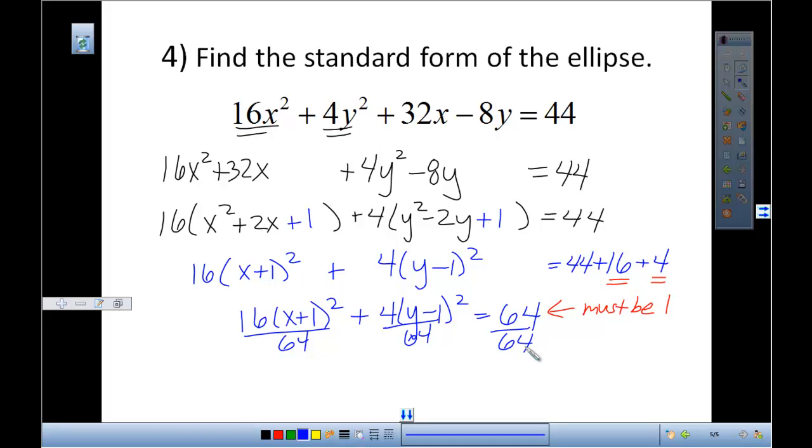And we notice again it works out nicely that 4 times 16 is 64, so simply we're going to have the quantity x plus 1 squared over 4 plus the quantity y minus 1 squared over 16 equals 1. And this would be the standard form of our ellipse. Notice that our value for a squared would be 16, our b squared would be 4.